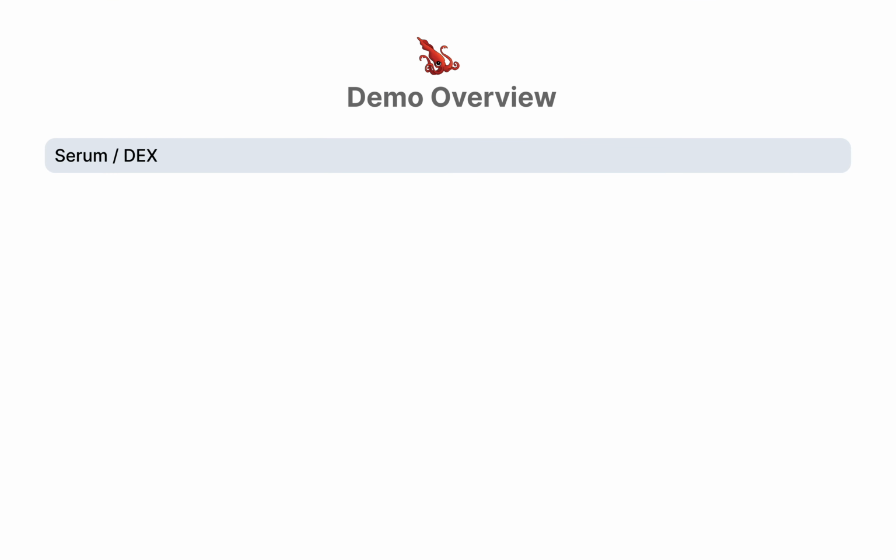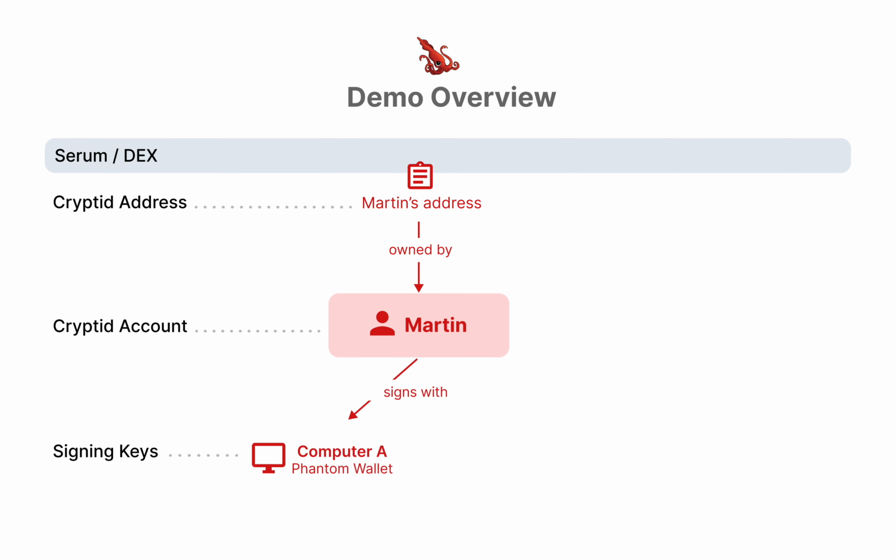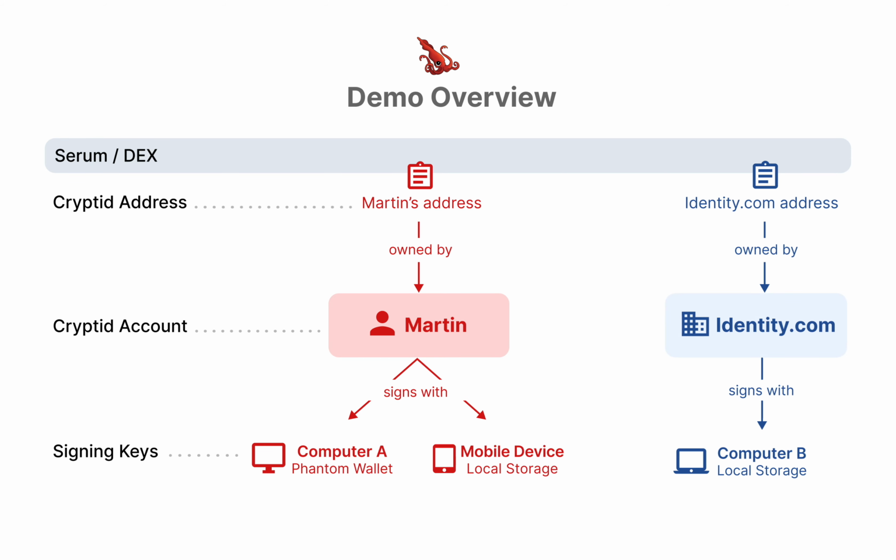We will start today by creating a personal account called Martin on a computer with a Phantom wallet. We will then add an additional key that comes from a mobile device to Martin's account and demonstrate that both these keys are able to sign for Martin's Cryptid address. Later on, we will create a Cryptid account for a company called identity.com and set up Martin as a controller of that account. That means Martin's signing keys are both able to sign for identity.com's Cryptid address.